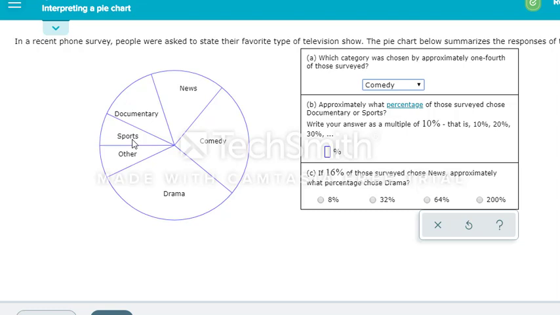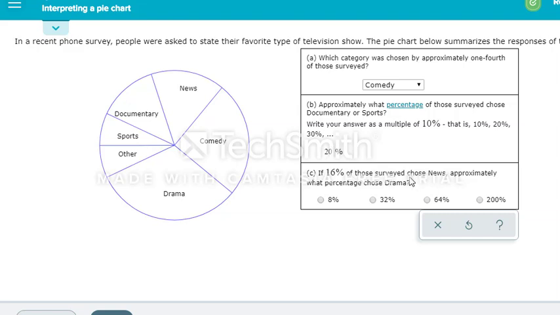Can you guess the answer? If you add these together, documentary and sports, that is still less than 1/4 of the circle, right? So I'm going to choose maybe 20%. One fourth is actually 25%. Half is 50%, so 1/4 is 25%. This documentary and sports together is less than 25%. That's why I'm choosing 20%.